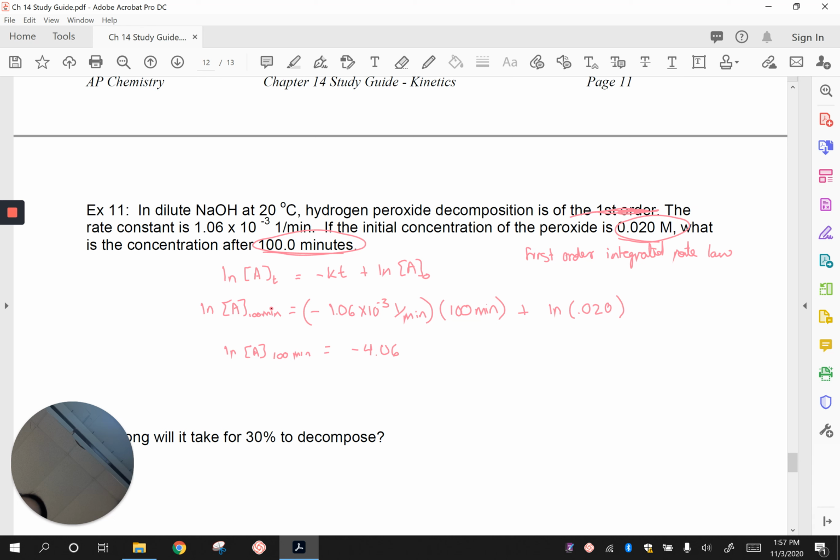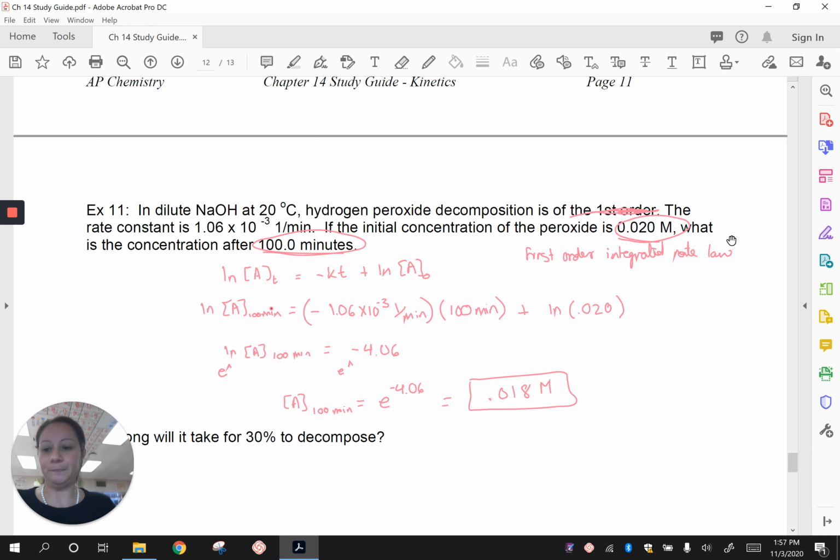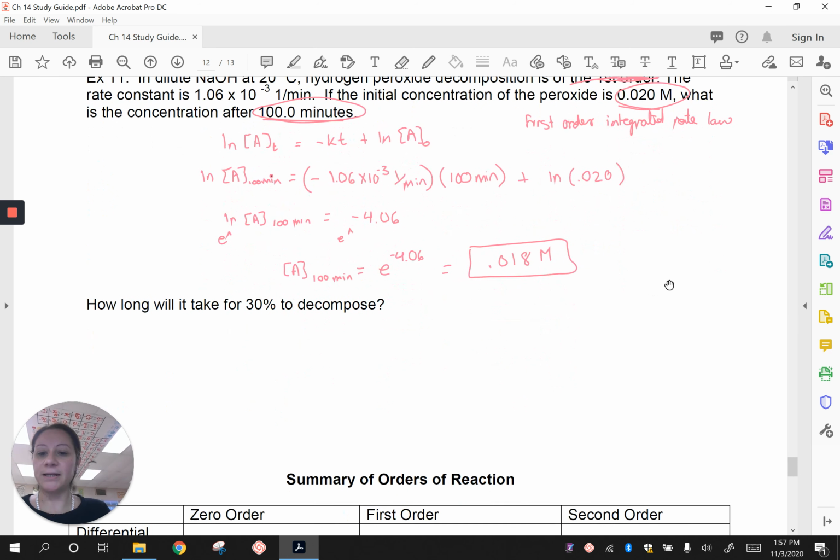Do you know how to get rid of natural log? You do E. So you raise E to both sides. So the concentration of A at 100 minutes is equal to E to the negative 4.06, which ends up being 0.018. And don't forget, you're looking for concentration, so you're looking for units of molarity. Let's look at the next part.